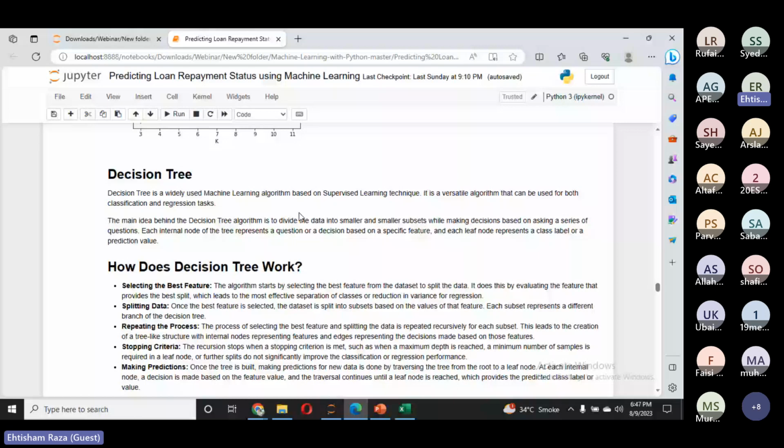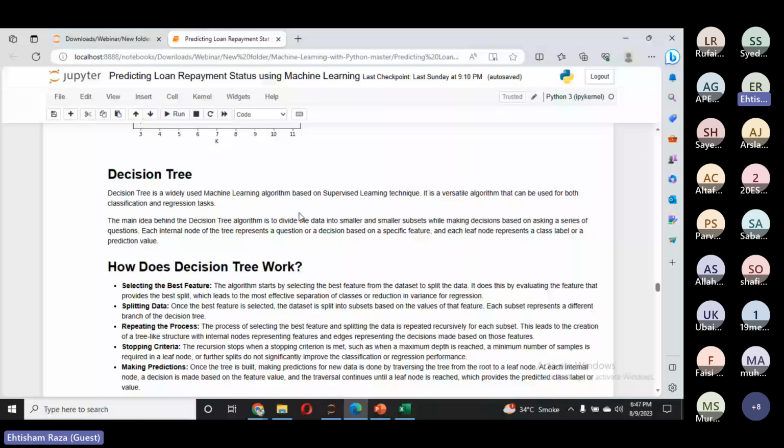The main idea behind a decision tree is to divide the data into smaller subsets. It splits your dataset into smaller chunks, and at each node it makes a comparison and a decision, asking a series of questions. Once the series of questions is done, it combines them and checks what the output is.